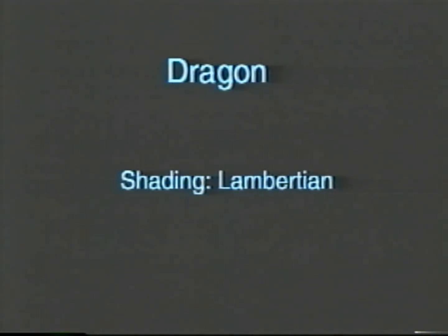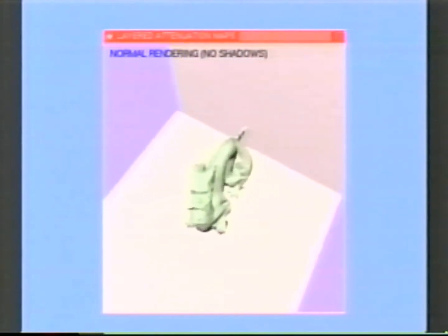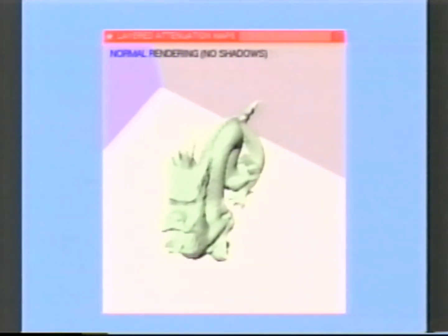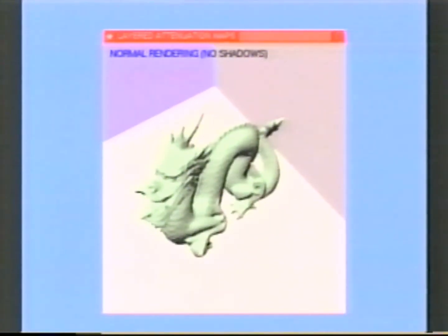Our final example is a dragon model. Unlike the previous two examples, this sequence uses a standard Lambertian shading model. The light is again positioned so that there are some self-shadowing interactions. Our algorithm accurately captures these interactions without difficulty.